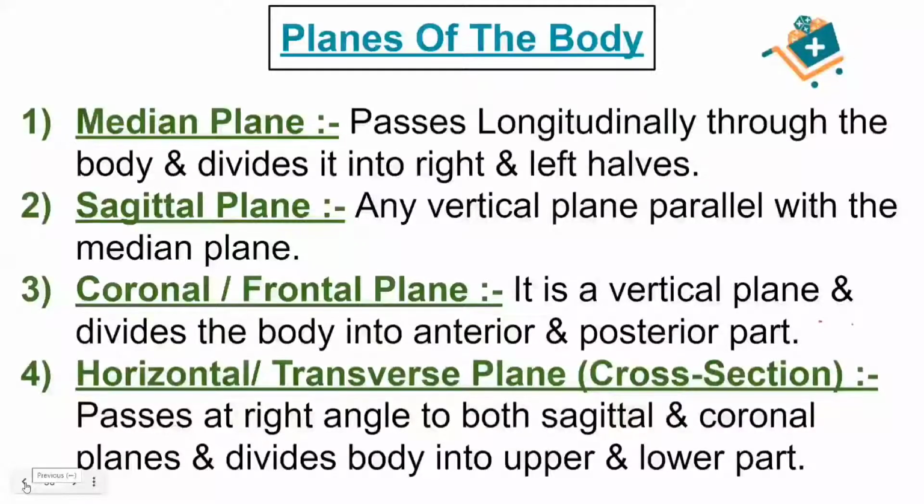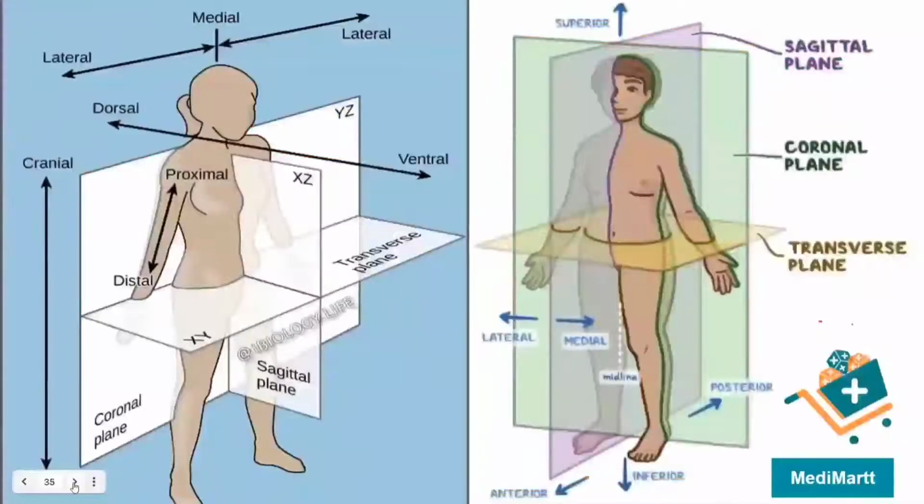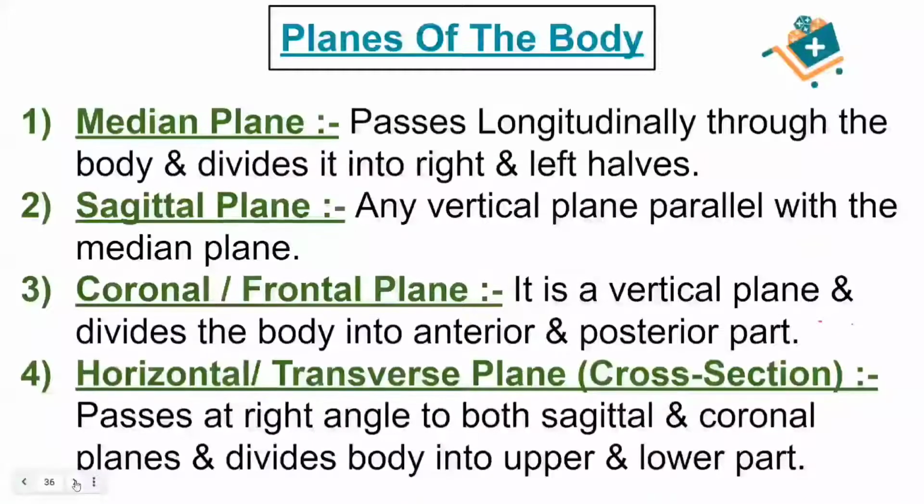So the median plane or sagittal plane. Median is when you divide the body into exactly right and left halves. And the sagittal plane is any vertical plane parallel with the median plane. So it can be exactly along the median plane, and then it is the mid-sagittal plane. But when it is any other vertical plane, then it is the parasagittal plane. And then the coronal or frontal plane will divide the body into anterior and posterior parts. The horizontal or transverse plane will divide the body into superior and inferior parts, or upper and lower parts. Okay, next slide.